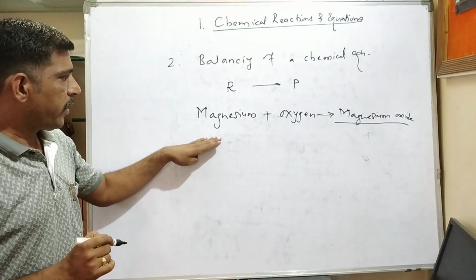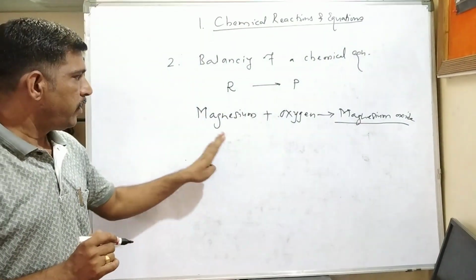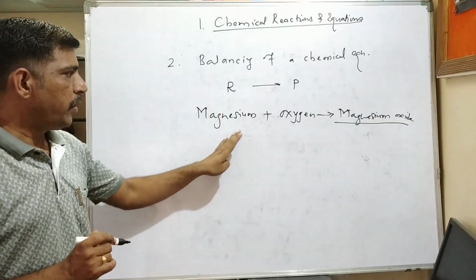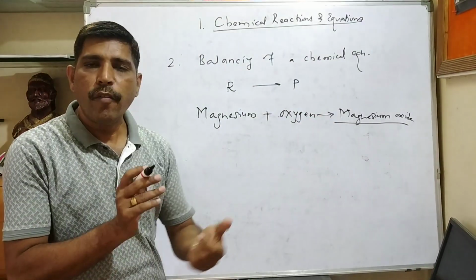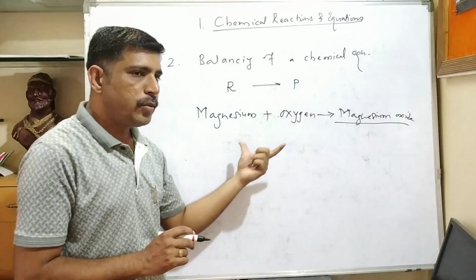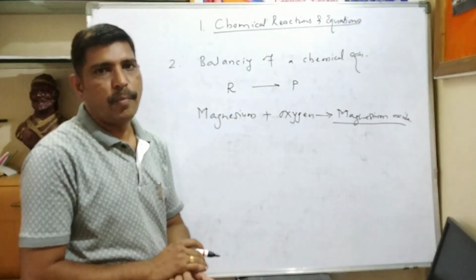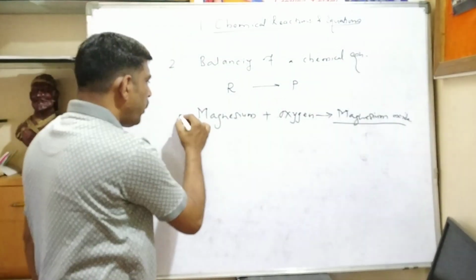Okay. So here the reactants are magnesium and oxygen. Oxygen is present in the air, and on burning this magnesium ribbon in the presence of oxygen, we get a white powder of magnesium oxide. So magnesium and oxygen are the two reactants, and magnesium oxide is a single product which is formed here. Okay. So this is the word equation.